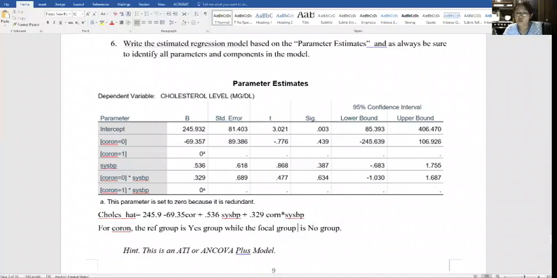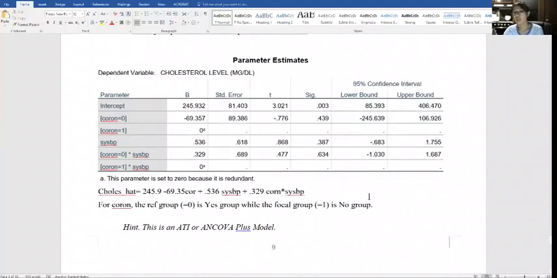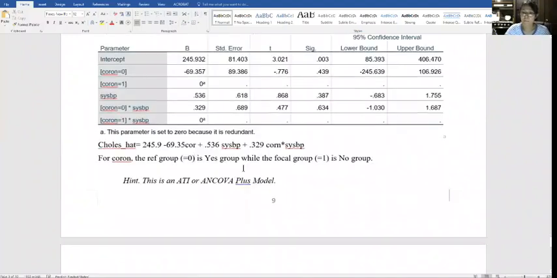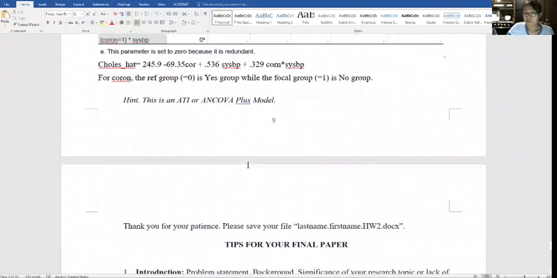So focal group means 1. Reference group means 0. Okay. You add this line, in addition to all other parameters and components, okay?